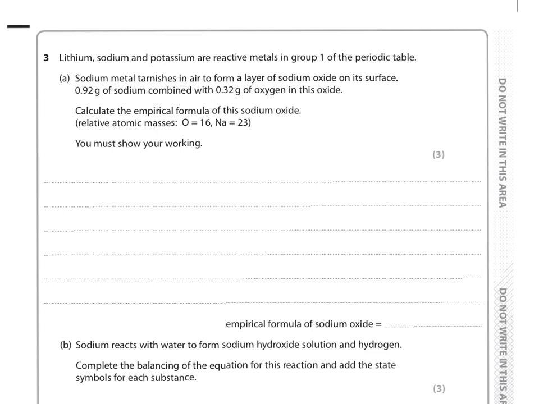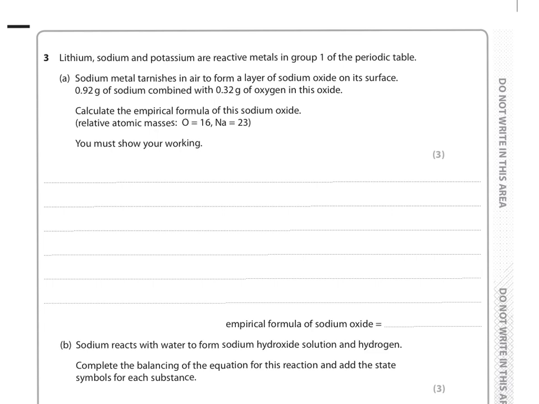Question number 3 says, lithium, sodium and potassium are reactive metals in group 1 of the periodic table. Sodium metal tarnishes in air to form a layer of sodium oxide on its surface. 0.92 grams of sodium combined with 0.32 grams of oxygen in this oxide. Calculate the empirical formula of sodium oxide.